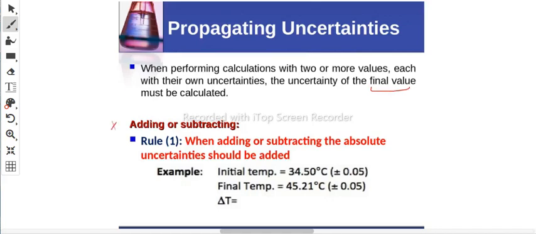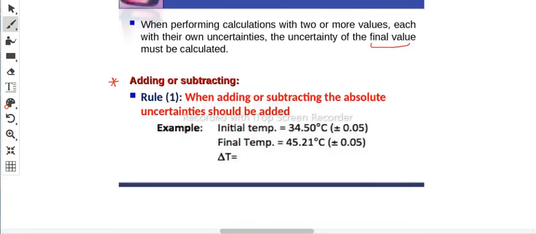So let's start with the first type of calculations. If you are adding or subtracting, what's the rule? When adding or subtracting, the absolute uncertainties should be added. So let's apply this on a simple example. I have here 2 values taken from the thermometer, T initial and T final, and beside each you have the plus minus uncertainty of your thermometer.